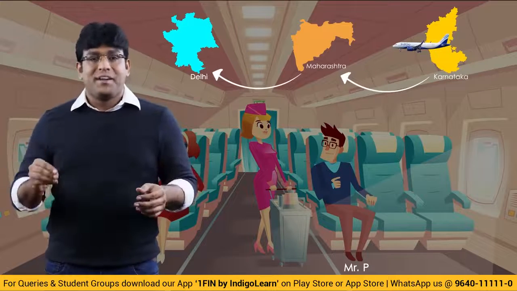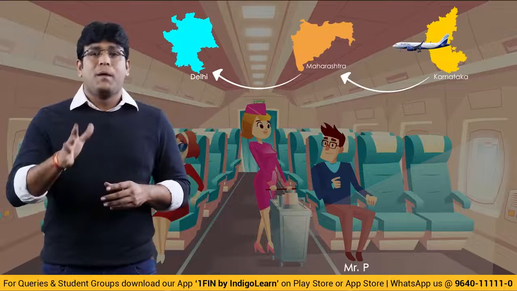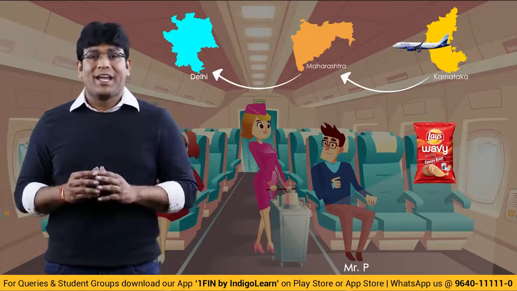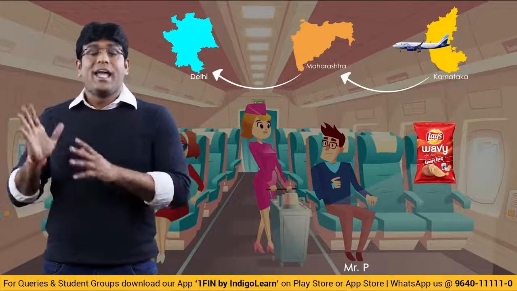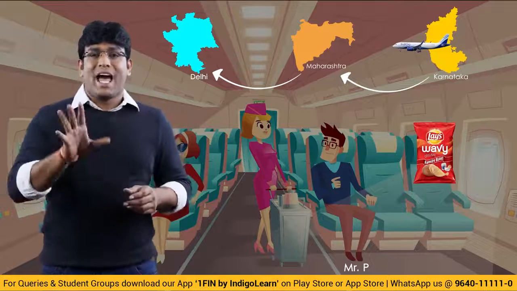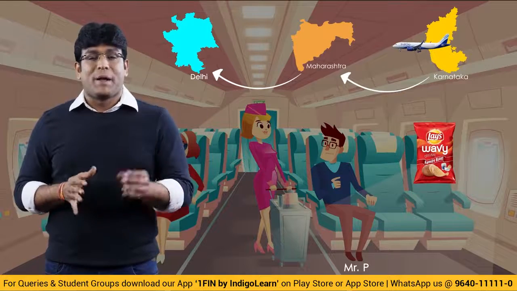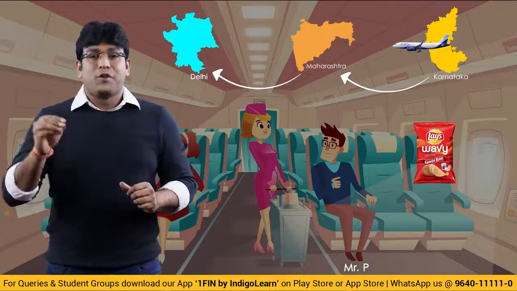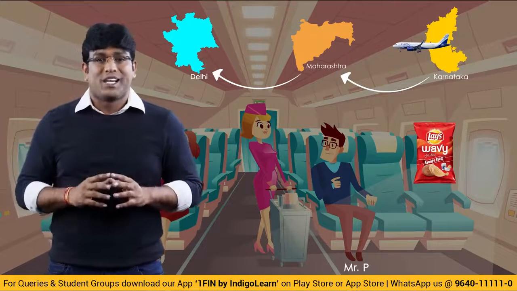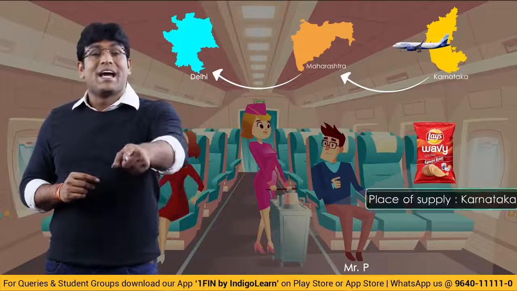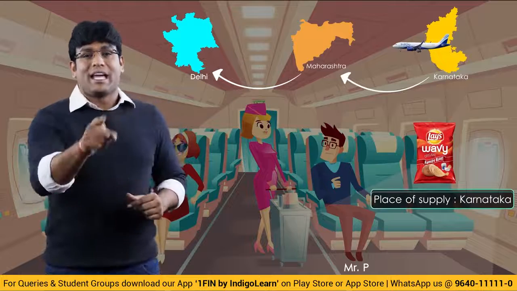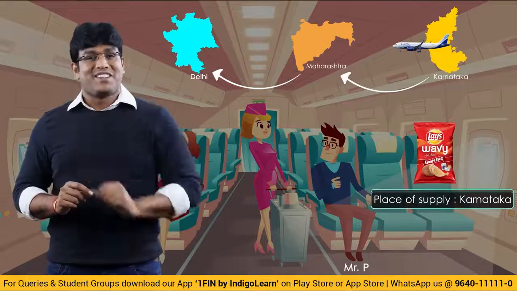And in the course of flight journey, he purchased one chips packet. And this chips packet was there in the flight. It was taken into the flight in Karnataka itself. But our person, Mr. P, is traveling from where? Mr. P is traveling from Maharashtra to Delhi. And for supply of the chips packet, place of supply will not be Maharashtra. Place of supply will be Karnataka. Because the place where goods are taken on board is Karnataka but not Maharashtra.